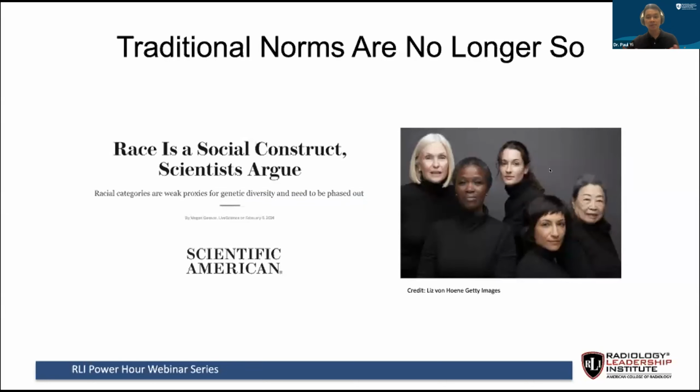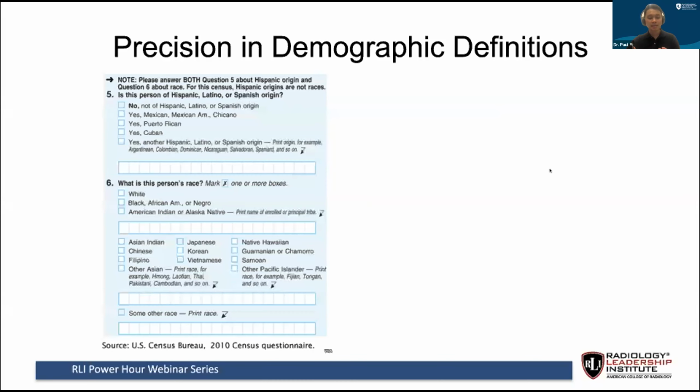Similarly, race is increasingly recognized as a social construct rather than something biologic. Looking to the US Census, and recognizing that these are social constructs, I do think it's important that we contextualize it in the society that we're looking at. In the US, we do define ethnicity as being something different from race. So are you Hispanic, Latino, or Spanish origin, as opposed to race: white, Black, Asian, etc.